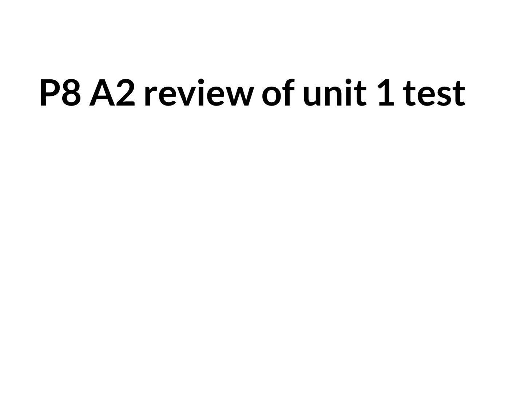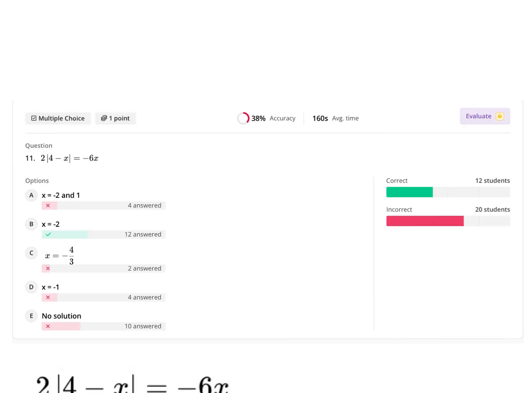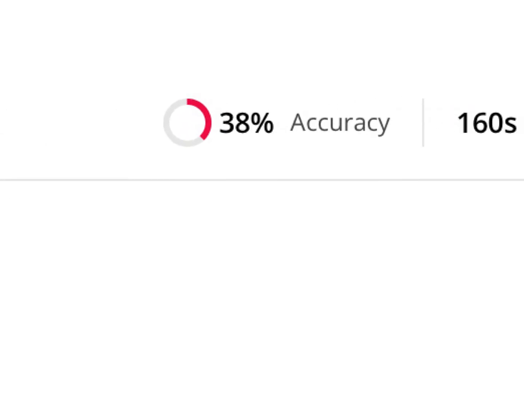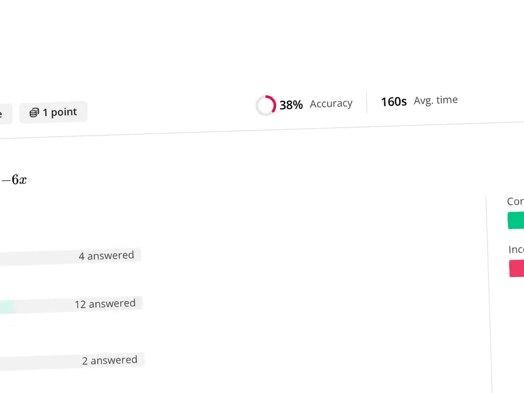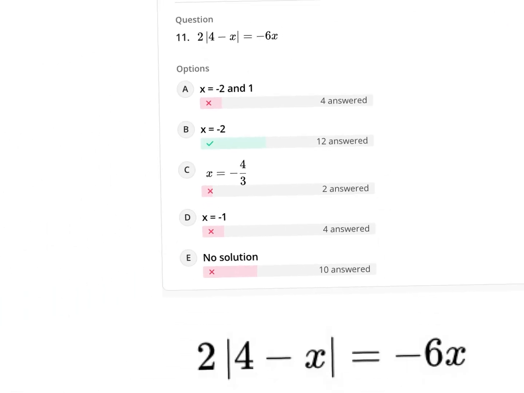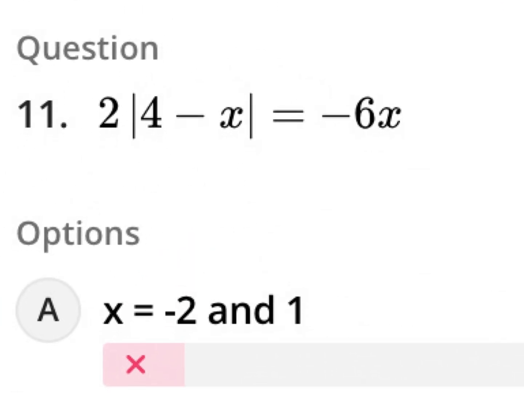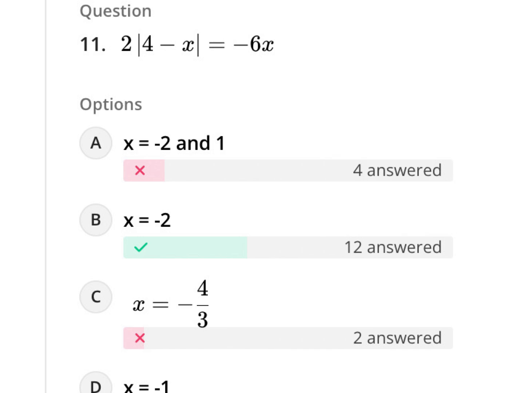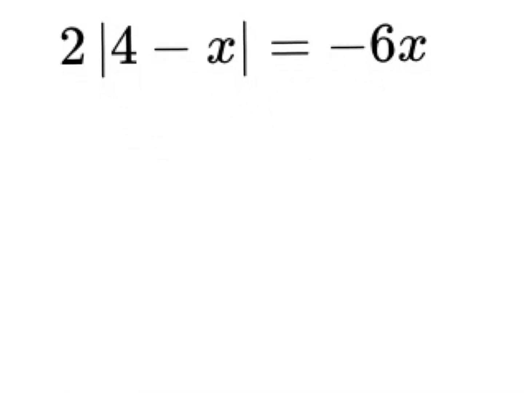So we're going to go over the questions that we missed. This was the absolute worst question I've ever seen right here. 38% accuracy, right? The majority of us got this wrong. What the heck is going on? This was an absolute value equation. It wasn't even an inequality. Let's go and review this.